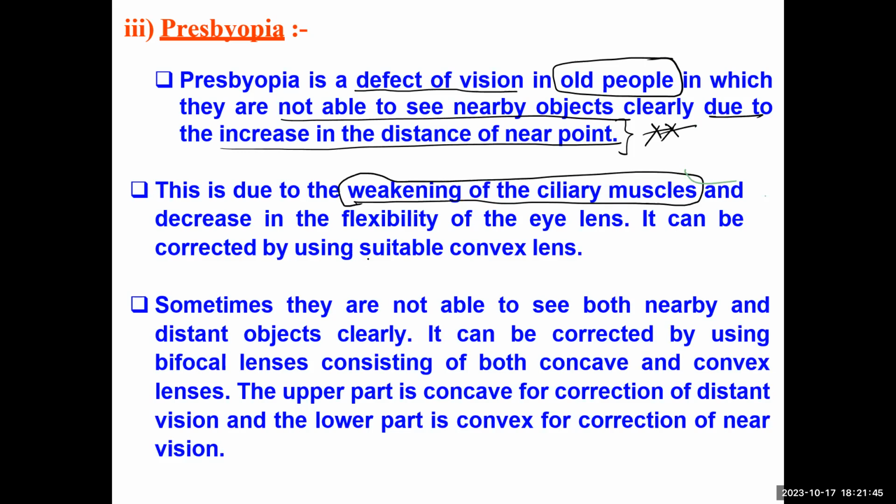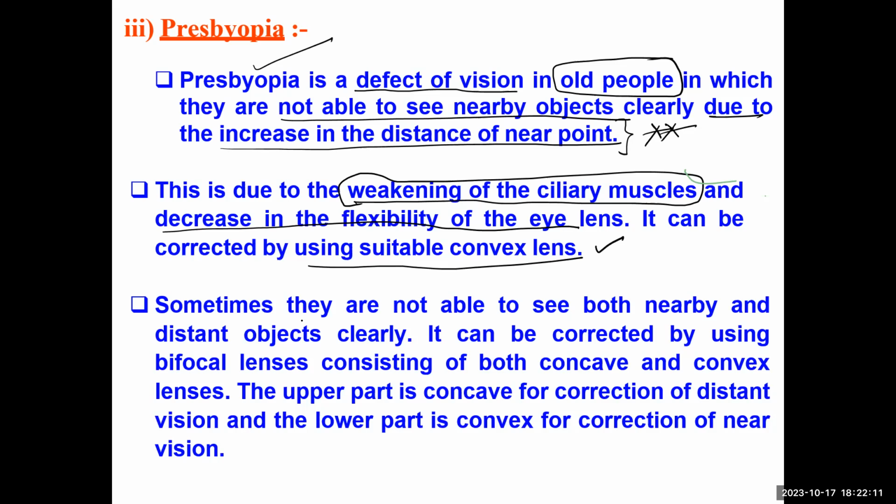What happens in the ciliary muscles? If the ciliary muscles become weakened, then presbyopia can occur. It also happens because of decrease in the flexibility of the eye lens. Even if the eye lens flexibility is reduced, presbyopia can occur. It can be corrected by using a suitable convex lens.